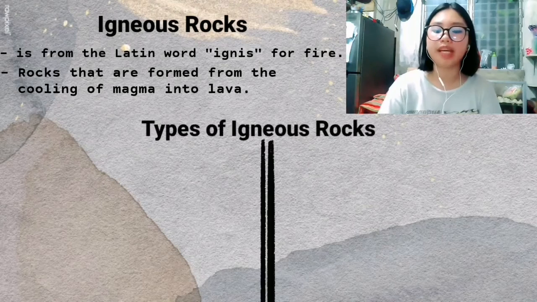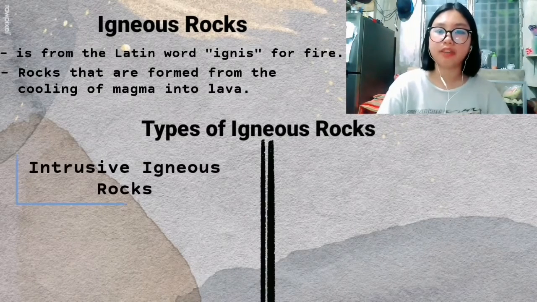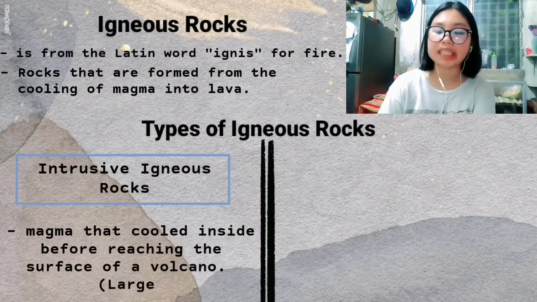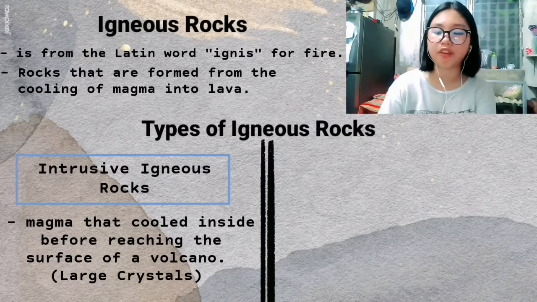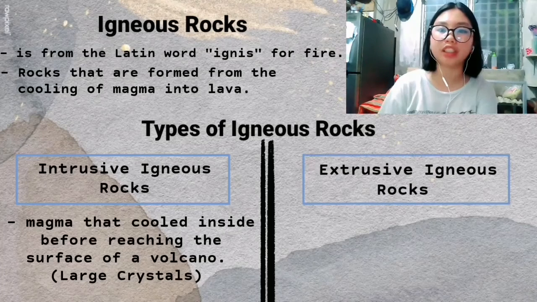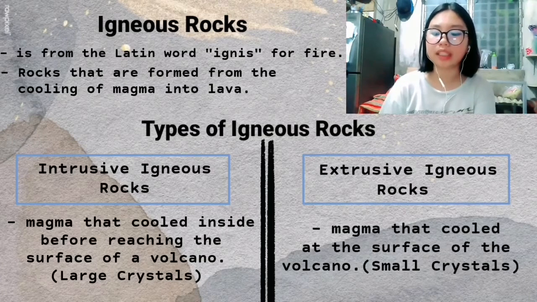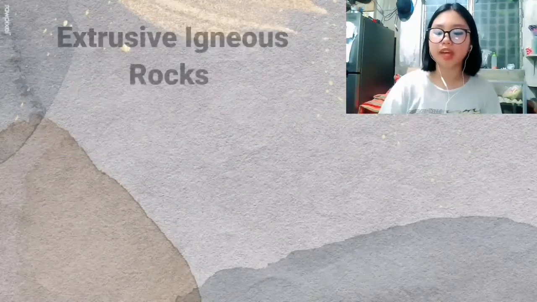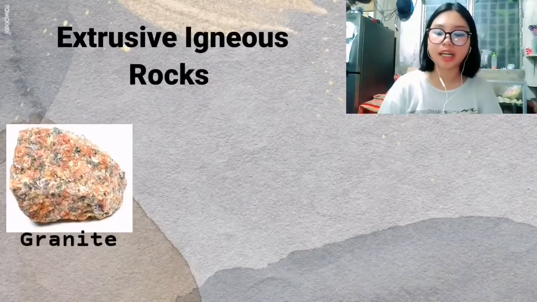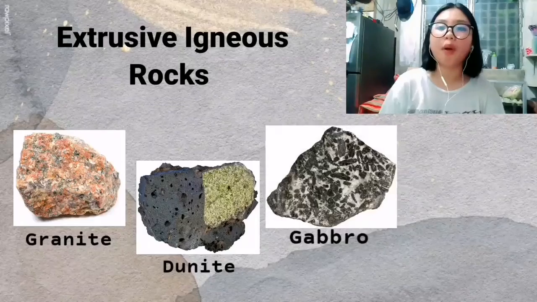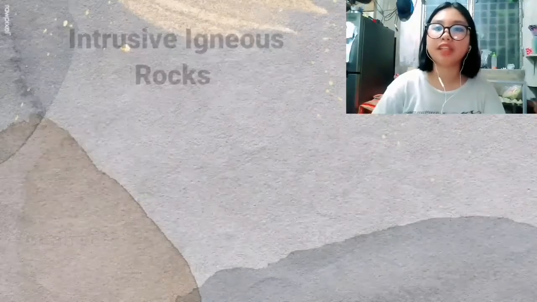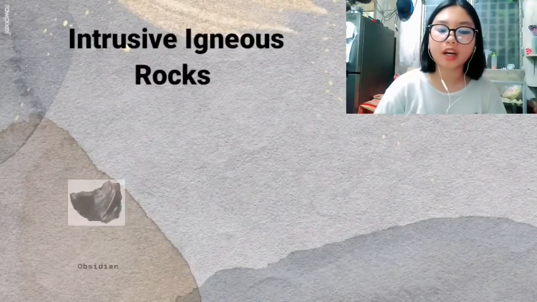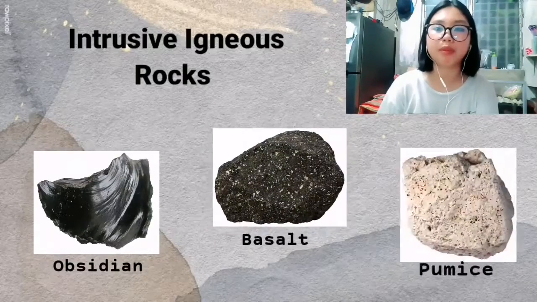There are two types of igneous rocks. First is intrusive igneous rocks, or magma that cooled inside before reaching the surface of the volcano. It has large crystals. And second is extrusive igneous rocks, or magma that cooled at the surface of the volcano. It has small crystals. Examples of extrusive igneous rocks are granite, dolerite, gabbro, and diorite. And examples of intrusive igneous rocks are obsidian, basalt, and pumice.